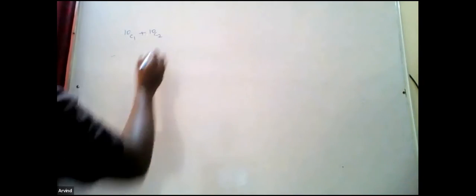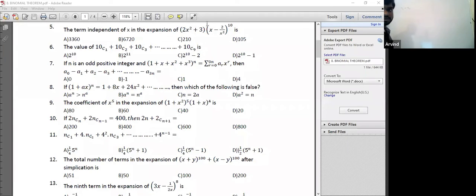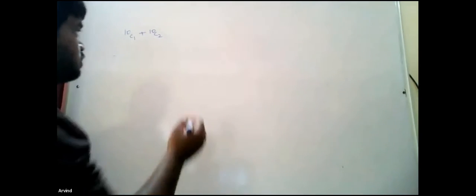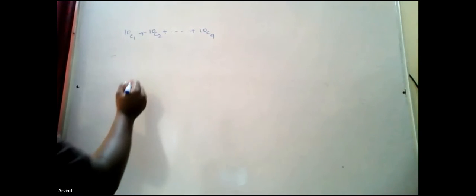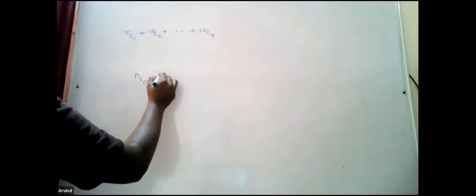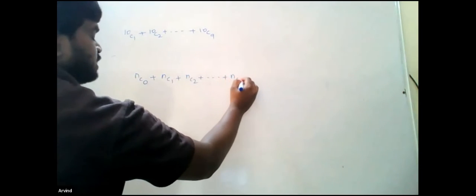This type of question comes in the exam. 10c1 plus 10c2, once again, did we have 10c naught? No, you didn't have 10c naught. Plus so on up to 10c9. So understand, there is a formula which I gave: nc naught plus nc1 plus nc2 plus so on up to plus ncn will be equal to 2 power n.